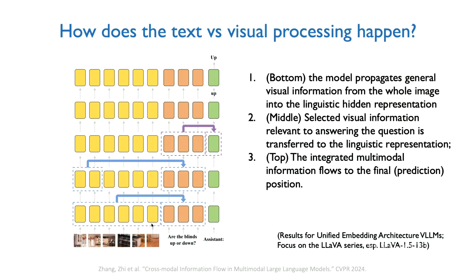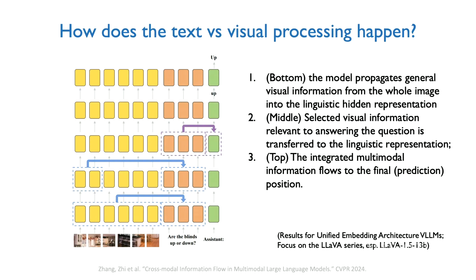But we're seeing some images coming in here. These are the image tokens. Here's the text tokens, and this is kind of the answer token. And what they're saying is at the bottom levels, some number of levels, the model propagates general visual information from the whole image into the linguistic hidden representation. So it's kind of talking to that. Then in the middle, selected visual information relevant to answering the question is transferred to the linguistic representation. And then at the top, it's kind of got its answer. It's already done the integration, and then it kind of makes the answer.